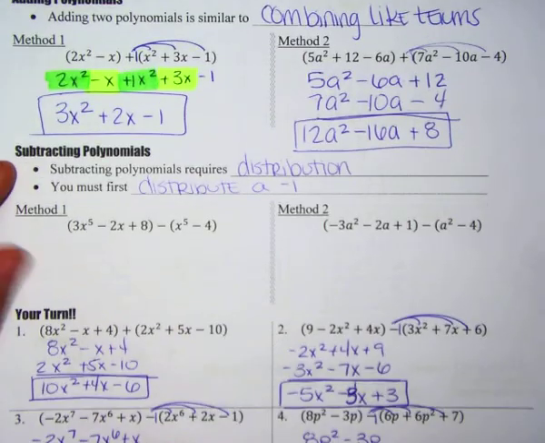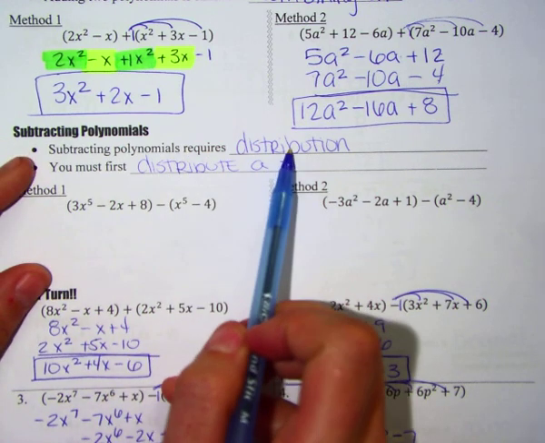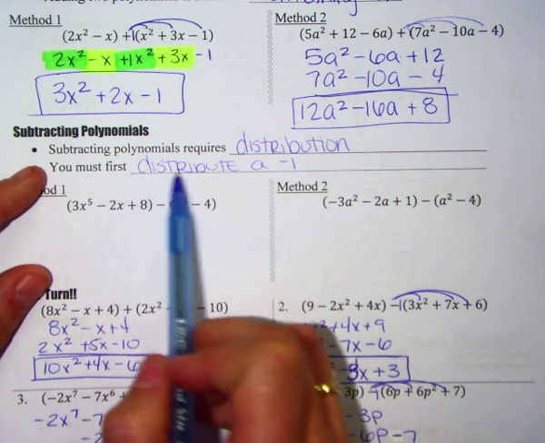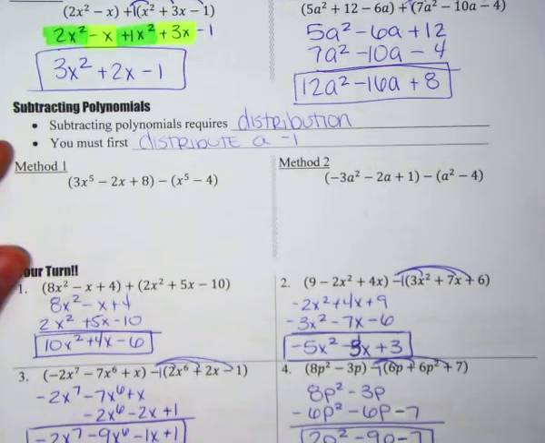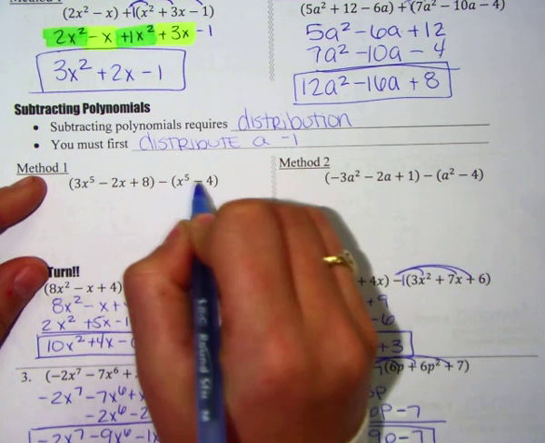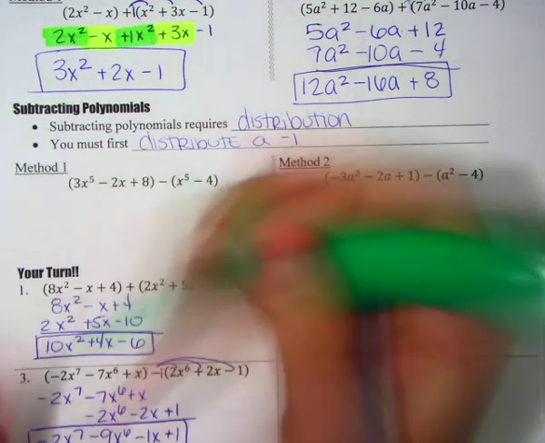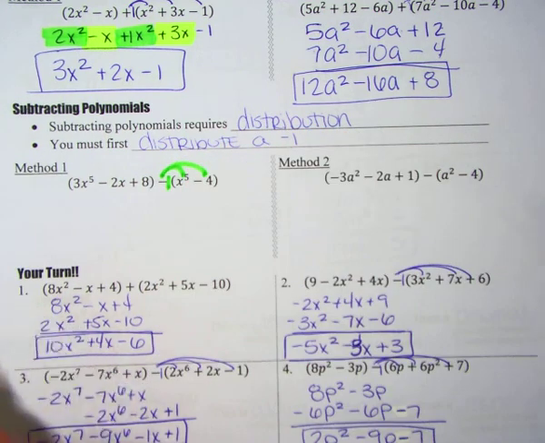Next, we're going to talk about subtracting polynomials, which is different. Subtracting polynomials requires distribution. So you must first distribute a negative 1. Taking a look at method number 1, 3x squared minus 2x plus 8 minus this entire quantity. So I need to distribute a negative 1 to both of those.